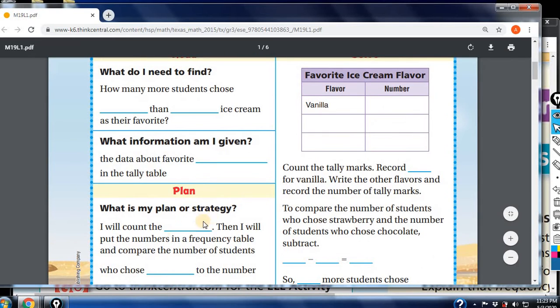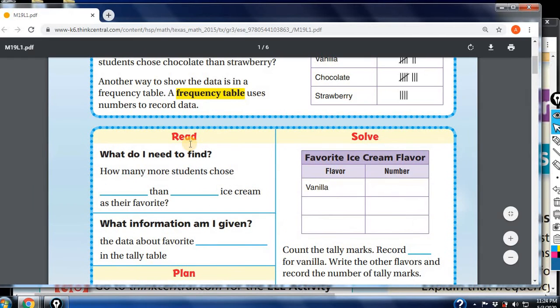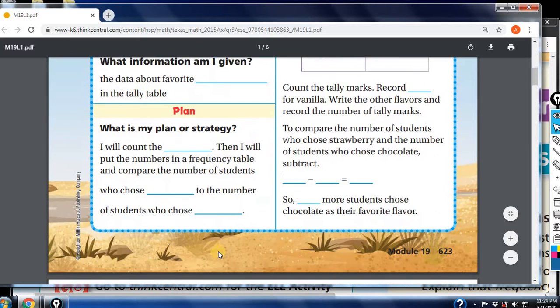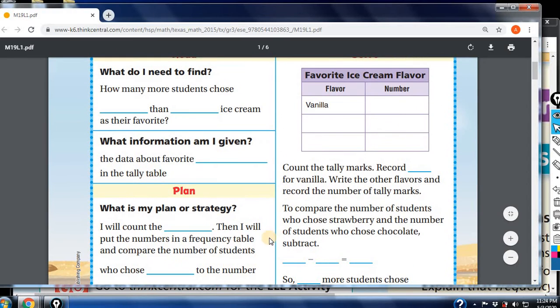What's your plan? Well, you're going to count the tally marks. Then I will put the numbers in a frequency table and compare the numbers of students who chose chocolate and strawberry. How many more students chose chocolate than strawberry? So now we're going to go ahead and create your frequency table.